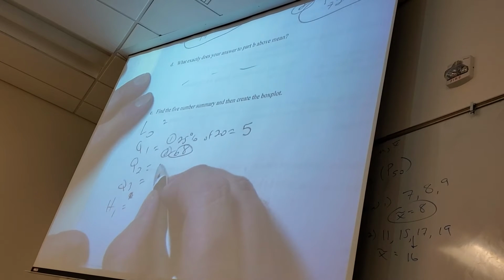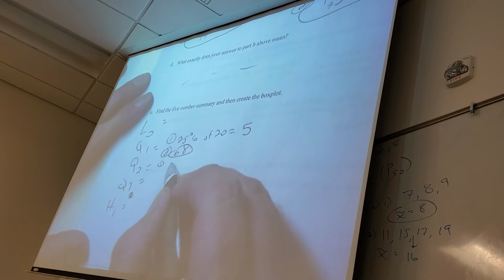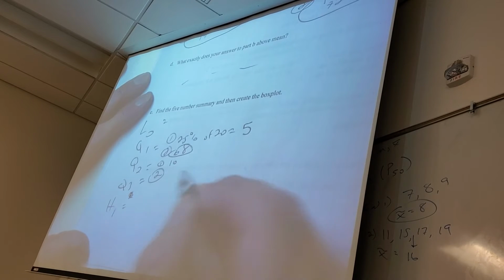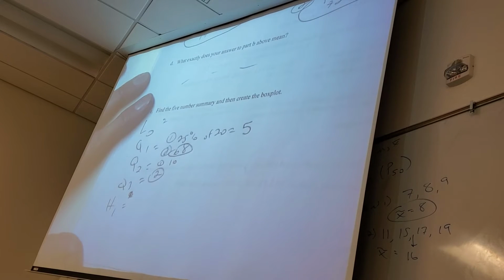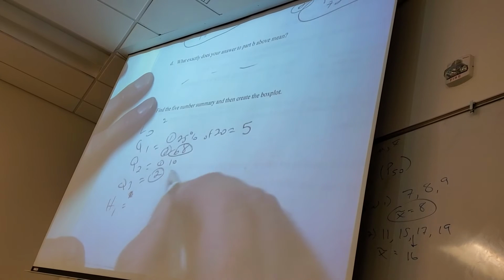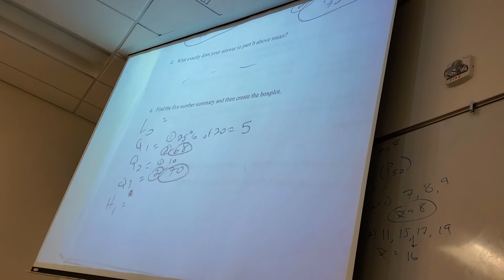Q2, half of 20 is 10. So you average the 10th and 11th, and what are those numbers? They're both 72? So the average would be 72. Is everybody with me? We're getting whole numbers, we're averaging, but they're both the same number, so that's the best average to do.